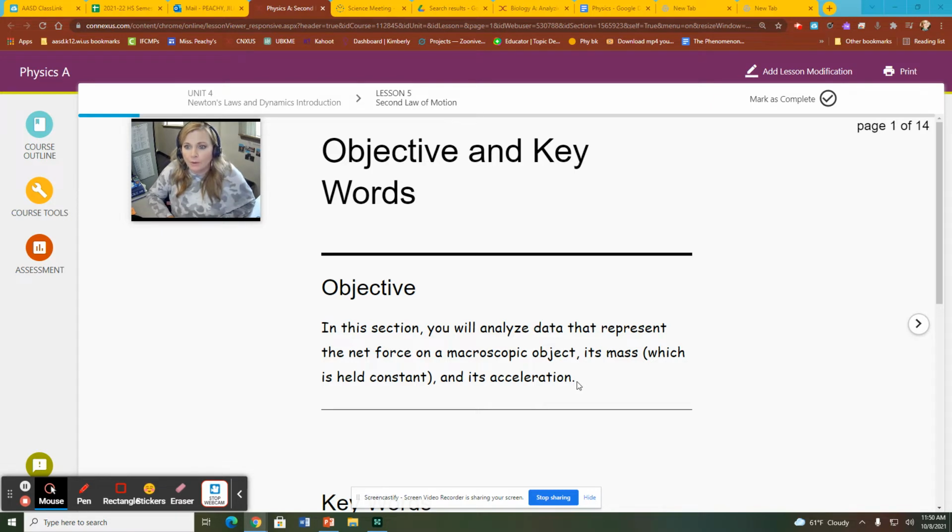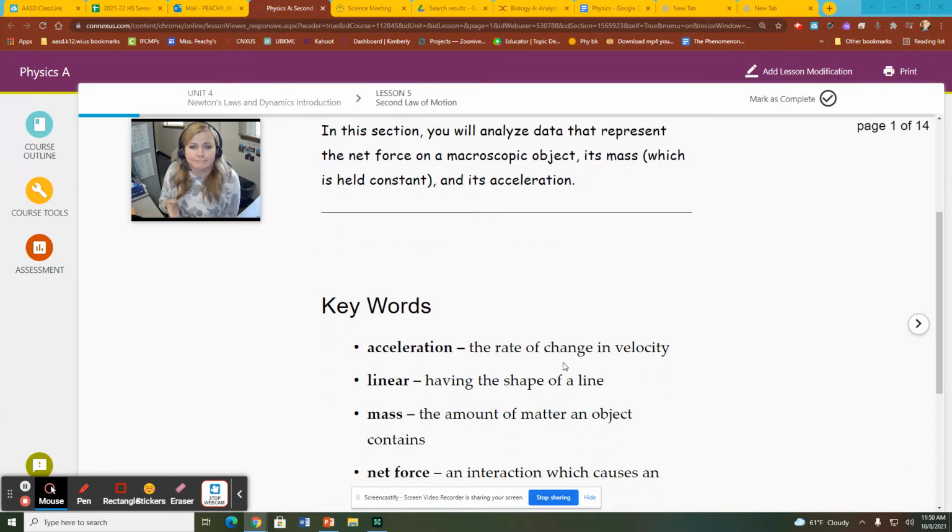We are doing Unit 4, Lesson 5 on the second law of motion. There isn't a lot of math in this one. I think you'll be happy right away anyways. But what we are looking at is a mathematical description of inertia.